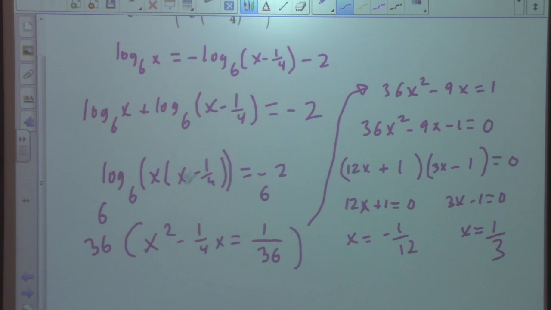I'm not sure about extraneousness. I think this one right here, this negative 1/12, will be extraneous, because then you'd have the log of a negative number. This one's going to be real. I hope it's real anyway. Yeah, I think that would be real. So anyway, that's as far as I want to go today.